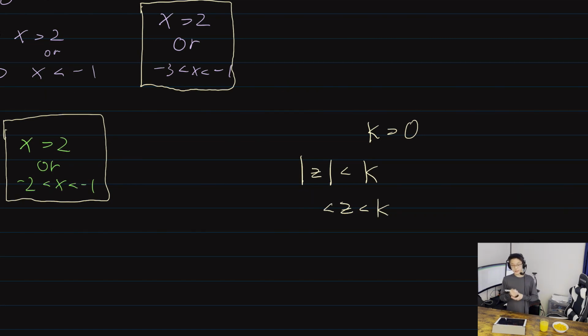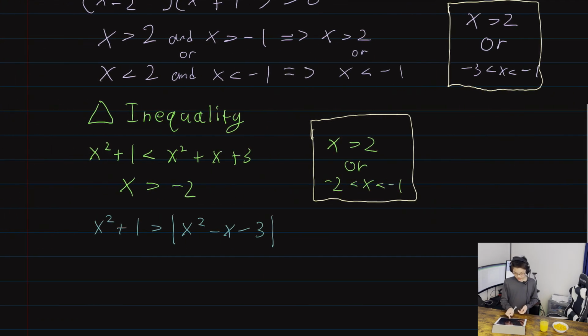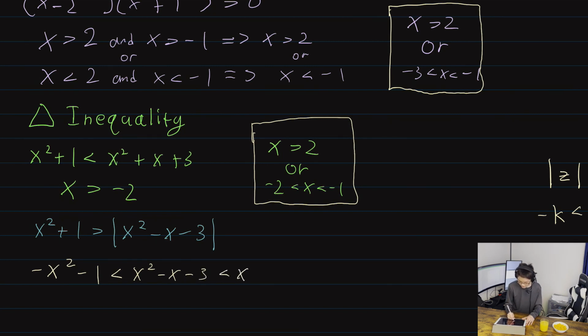And z cannot be less than negative k. Because if z is a very negative number, then since it's the absolute value of z, it will be greater than k. So let's apply what we just got to what we had earlier. This will give us negative x squared minus 1 is going to be less than x squared minus x minus 3, and x squared minus x minus 3 is less than x squared plus 1.